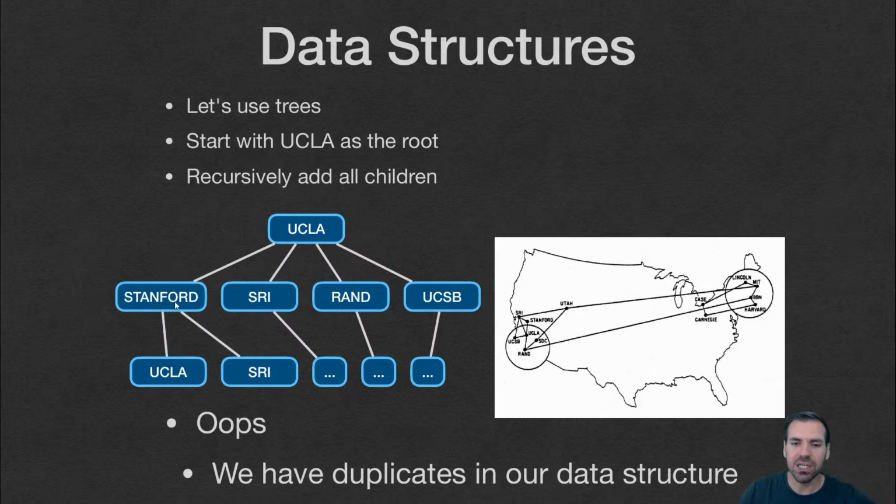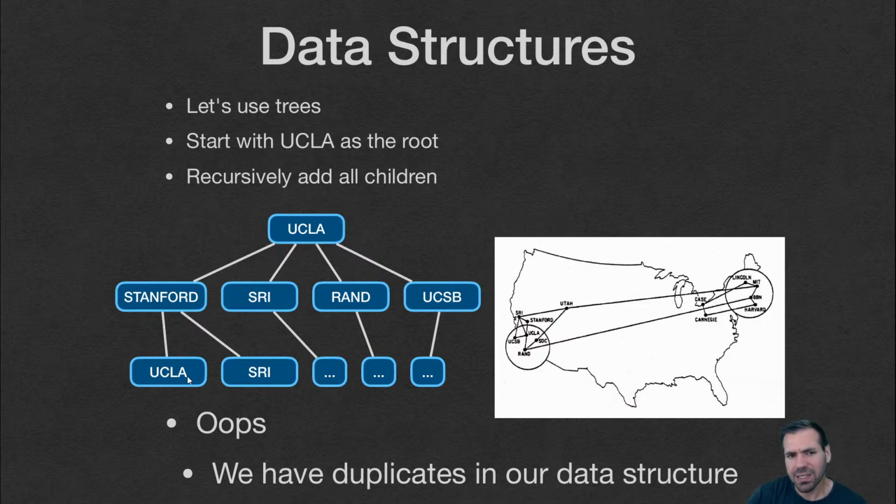And let's repeat the process for each child to get the grandchildren nodes, if you will. At Stanford, we have SRI and UCLA. So those are going to be the child nodes of Stanford, and we immediately have a very critical issue. Stanford has UCLA as a child node because you can get from Stanford to UCLA. They are connected. But Stanford has UCLA as a parent also. So UCLA has a child of Stanford, which has a child of UCLA, which has a child of Stanford, which has a child of UCLA, all the way out to infinity until you run out of heap space and everything blows up. That's going to be an issue.